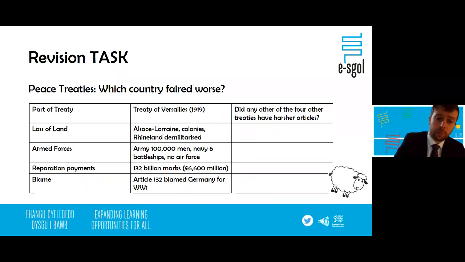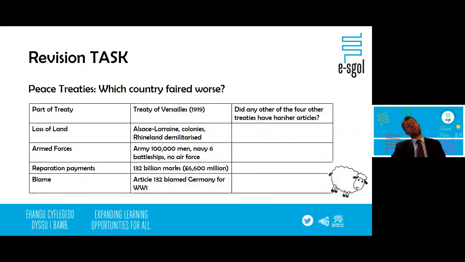So we looked at the four other peace treaties that were signed. We looked at the Treaty of Saint-Germain, which was between the Allies and Austria. We looked at the Treaty of Trianon, which was between the Allies and Hungary. The treaties of Sèvres and Lausanne, which were treaties with the Ottoman Empire, or what was left after the Ottoman Empire, and the Treaty of Rapallo, which was signed with what had then become the USSR, the Soviet Union.